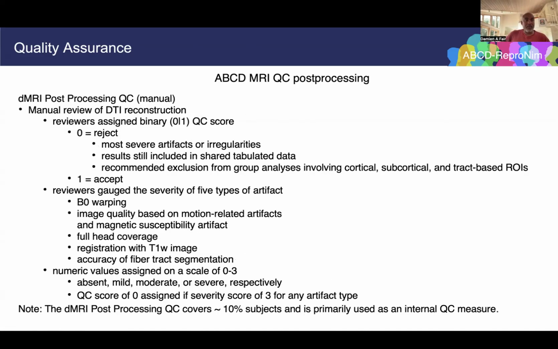For diffusion, measuring the post-processing QC is very similar, looking for artifacts and irregularities. There are recommendations of the exclusion or not, based on some of those irregularities. And what's examined is B0 warping, same motion artifacts, head coverage, registration with T1, accuracy of the segmentations, and so forth.